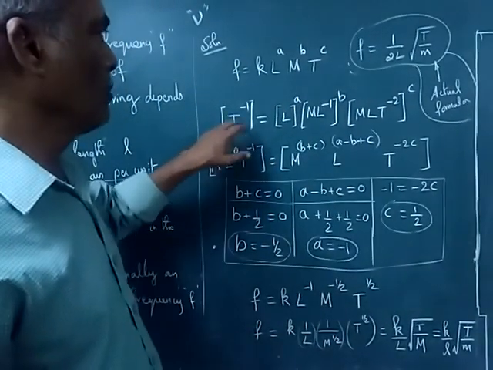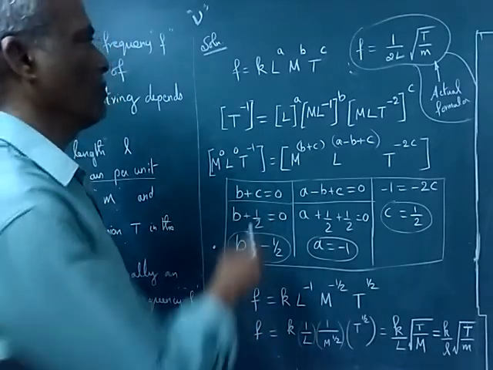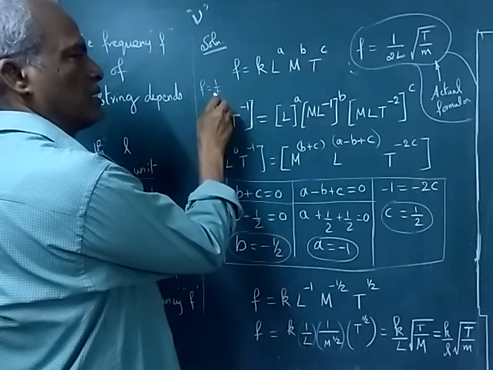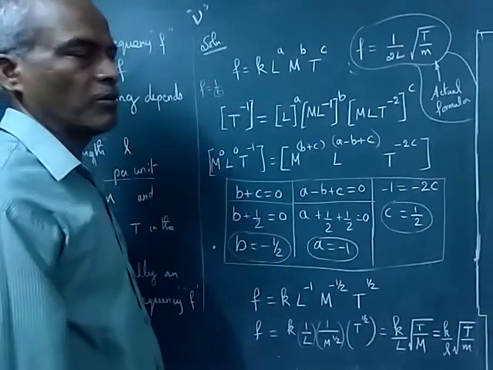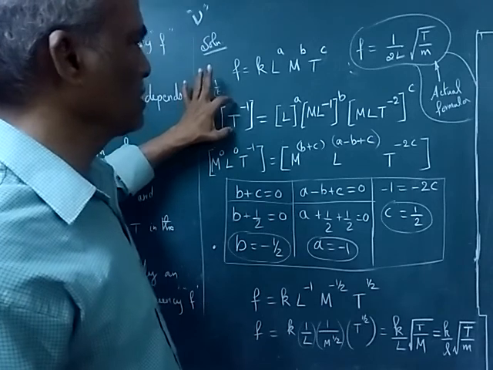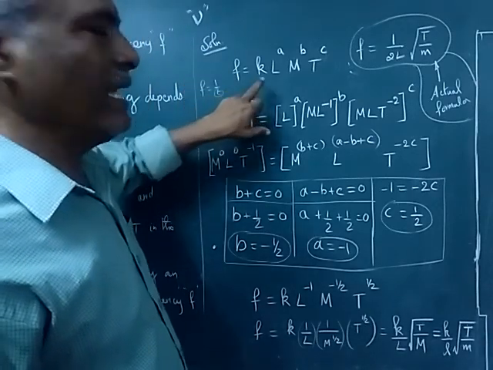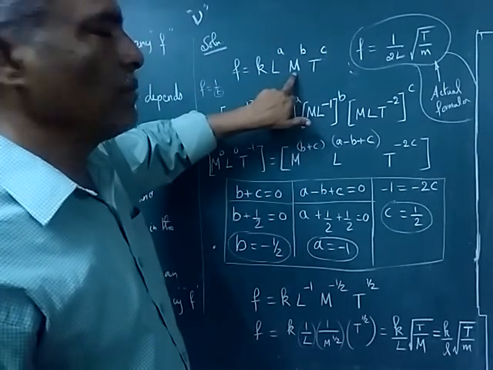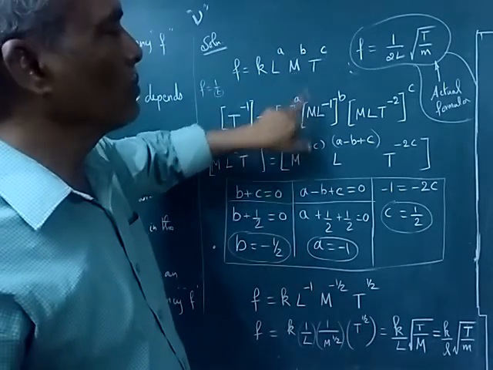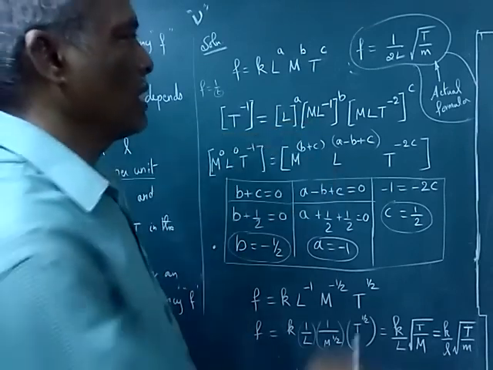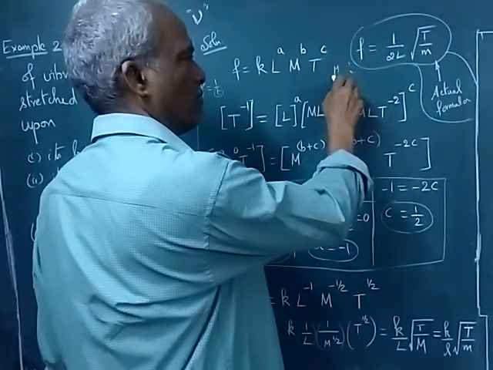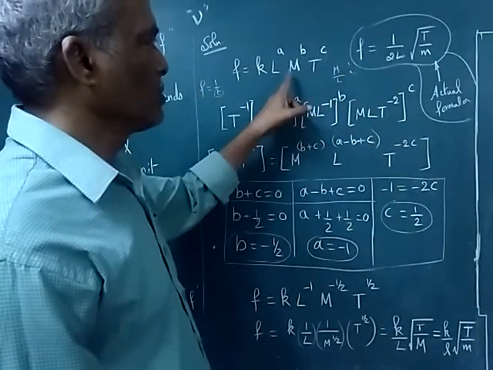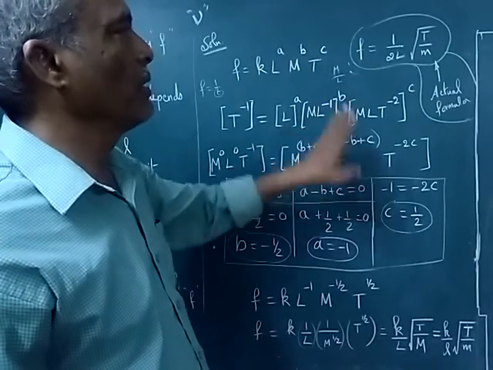Now frequency is nothing but 1 by t. You all know that frequency is equal to 1 by t, where t is time. When it goes to the numerator, t power minus 1. So frequency can be written as t power minus 1. K is a constant, no need to write. L power a. This m is mass per unit length, therefore mass divided by L. When the L goes to the numerator, L power minus 1. So m is mass per unit length, whole power b.